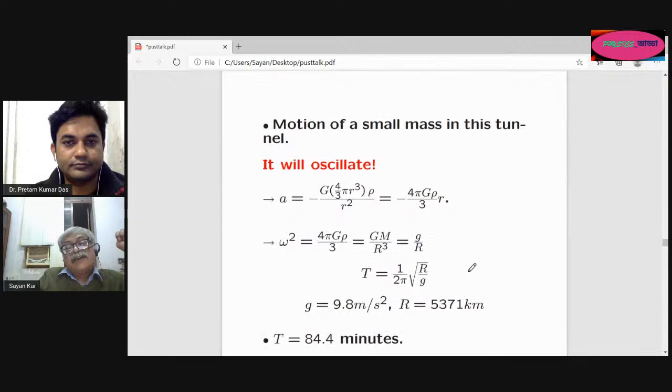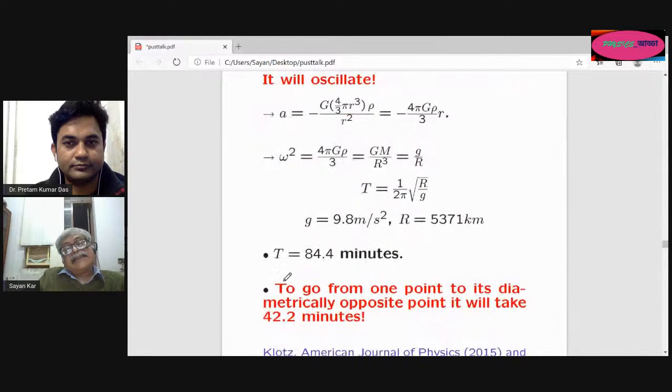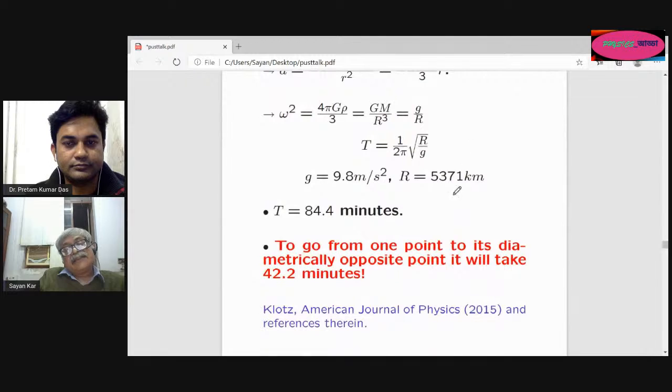And what is the frequency of that oscillation? That's given by a very simple formula. This is a very simple problem which is done in high school as well as in first year physics, where you can figure out what is the time required to make the mass go from one end to the other, and it turns out that's 42.2 minutes.